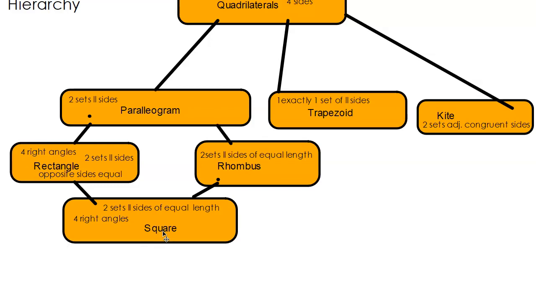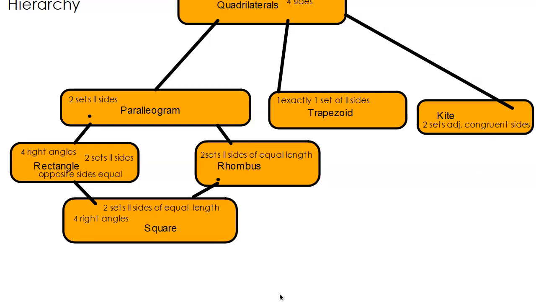So the square has the properties of all of these other shapes above it. So a square can be a rhombus. A square is a rhombus, actually. It is. A square is a rectangle and a square is a parallelogram. All right, over on this side, the trapezoid has its own separate little category because it has exactly one set of parallel sides, and the kite has its own category because it has those two sets of adjacent congruent sides.